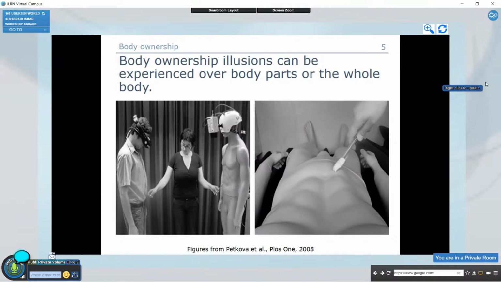It is not only possible to induce a body ownership illusion over body parts as you have just seen. Petkova et al. showed in 2008 that one can also induce body ownership illusions over the whole body.